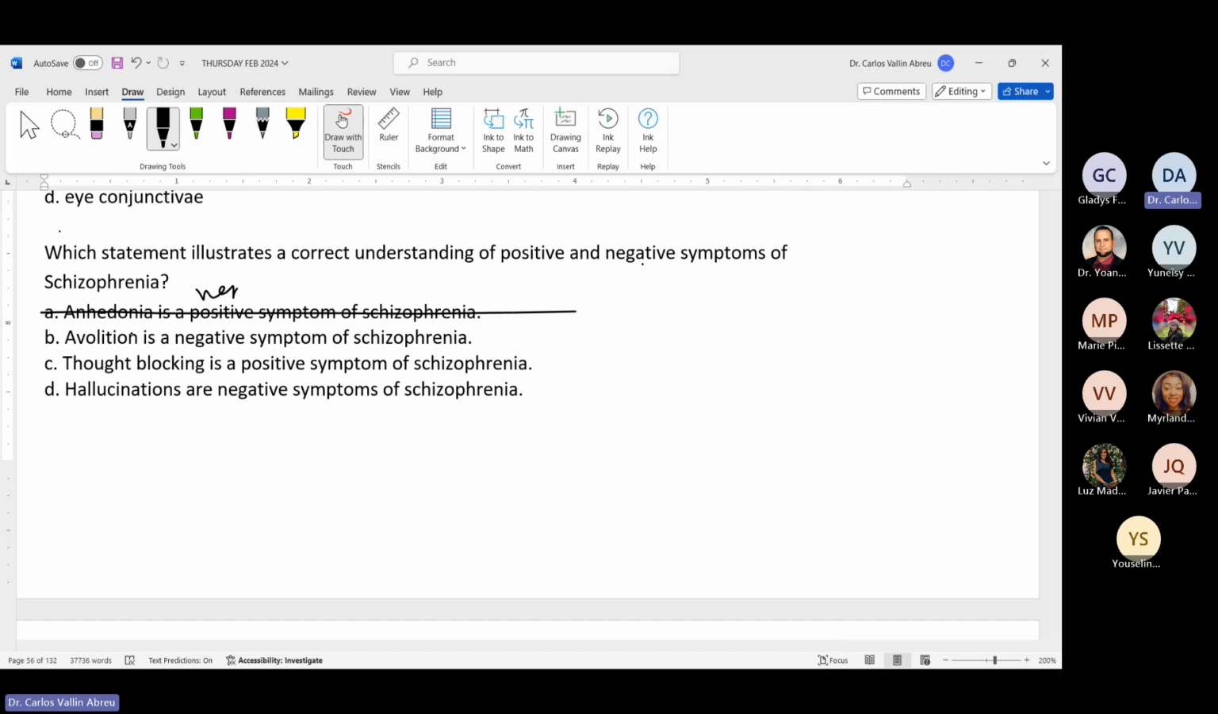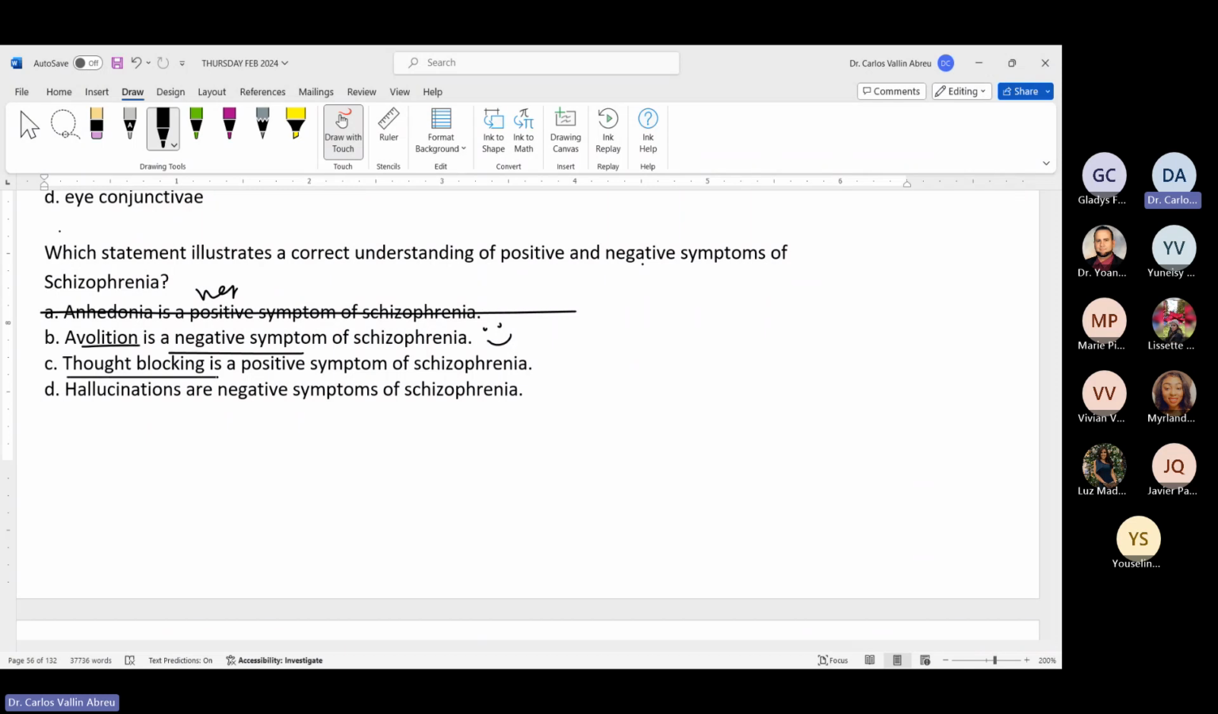Avolition. Volition is initiative, motivation, what moves you to do something. It is the opposite of apathy. So avolition is the loss of the capacity to initiate actions, and it is a negative symptom. So I like this option because it is a negative symptom. I'm looking for the correct description.